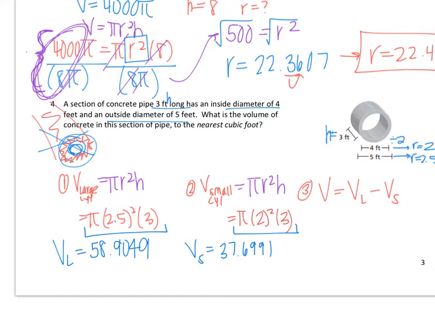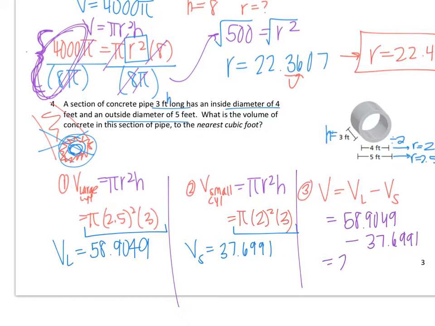Remember that our last step is to find the actual volume of the entire pipe, so we take the volume of the large, 58.9049, and subtract 37.6991. Go ahead and type that in your calculator, please. I got 21.2053, and it does say rounded to the nearest cubic foot, meaning a whole number.